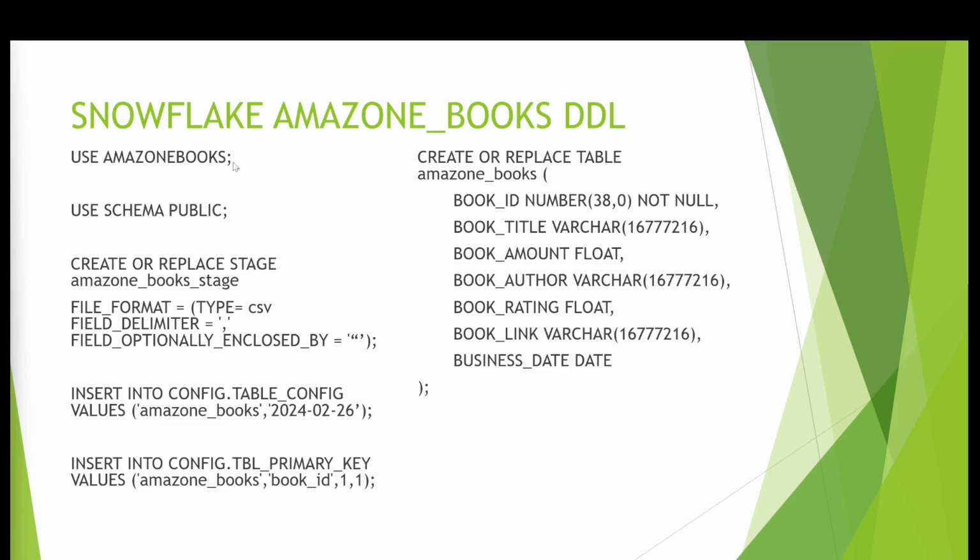Here I just pasted all the details, where I created a named stage. The stage name is amazon_books_stage. The file format is CSV, the delimiter is comma, and the option is enclosed by double quotes. Here you see I inserted the config entries. One is the table name with the last extract date. Another one is the primary key. These two entries are mandatory for incremental load.